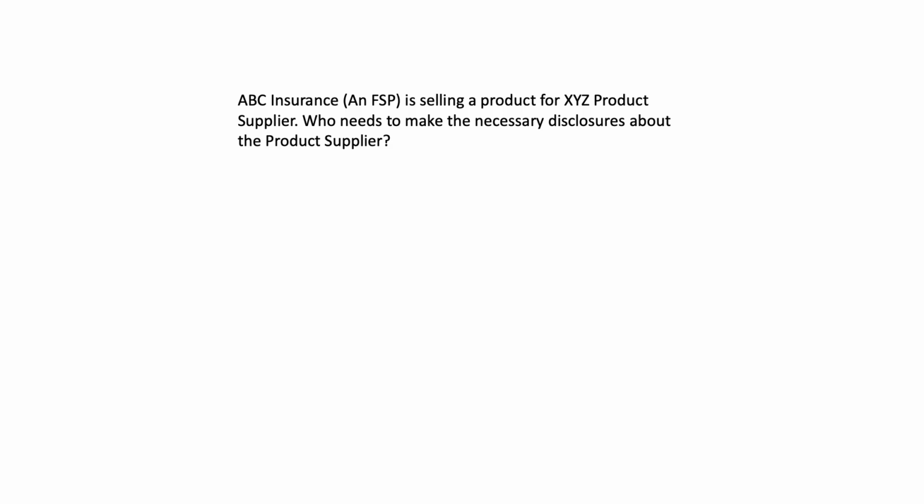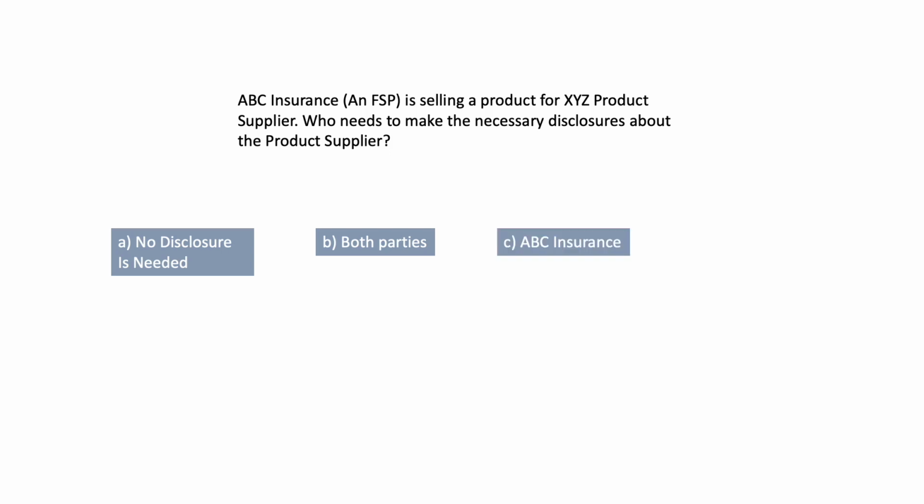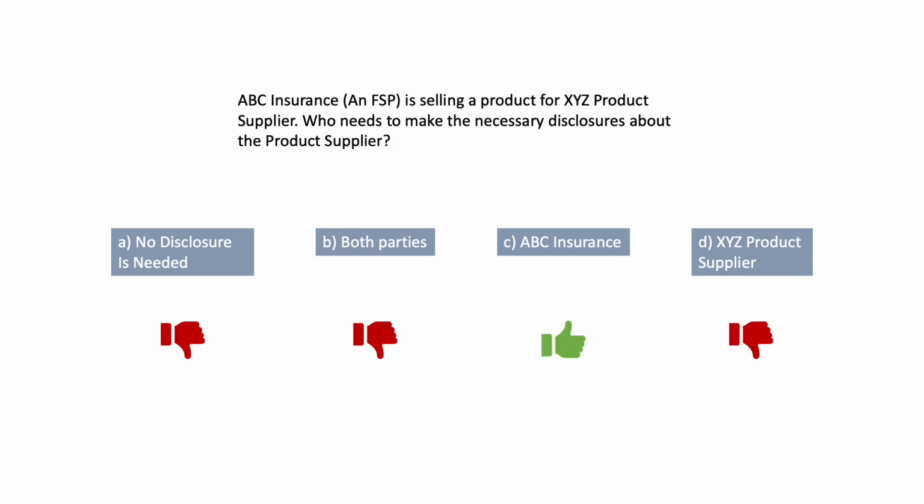Question 1. ABC Insurance, an FSP, is selling a product for XYZ product supplier. Who needs to make the necessary disclosures about the product supplier? A. No disclosure is needed. B. Both parties. C. ABC Insurance. D. XYZ product supplier. You can pause the video here if you need a few seconds to think about the answer. The correct answer is option C. ABC Insurance, as an FSP, would need to do the necessary disclosure to the client.